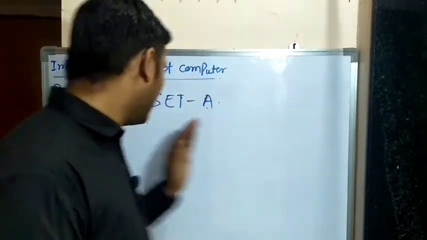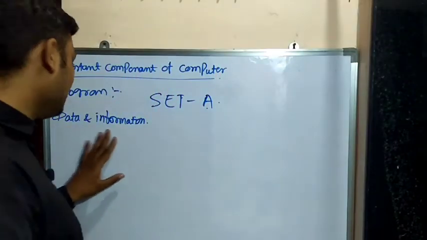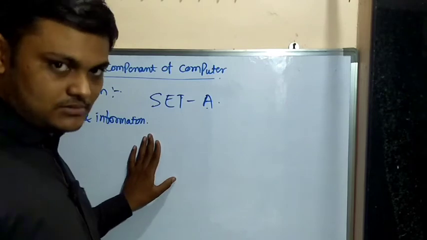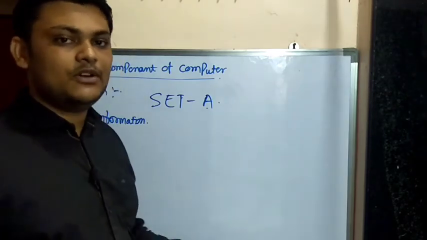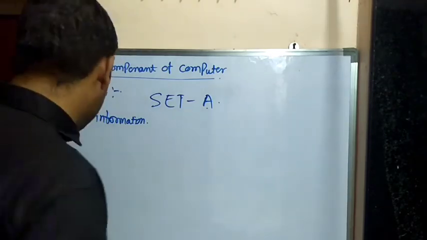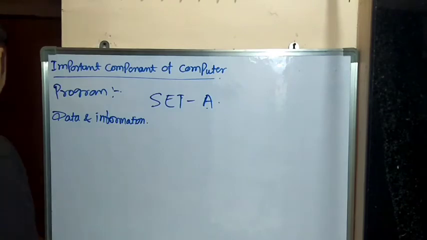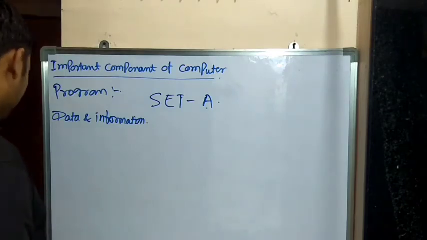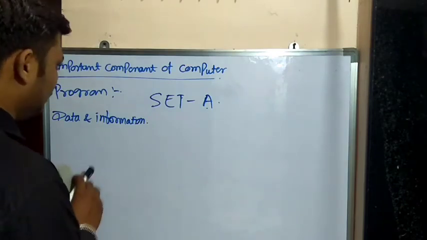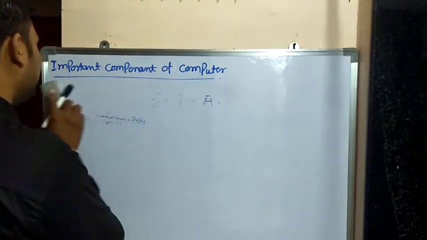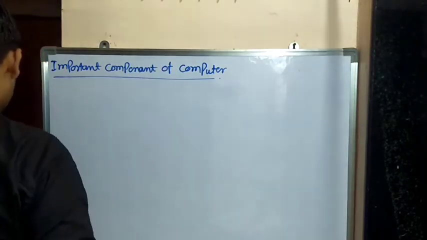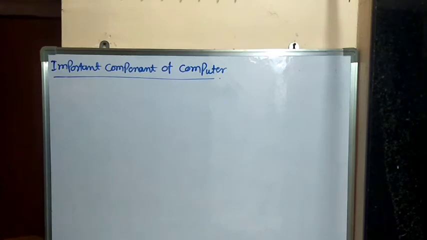What is meant by data and information? The unprocessed thing which is present in the computer is known as data. Okay, now this is about the computer and the important components which are used in a computer. Now the next is the two main components of a computer.